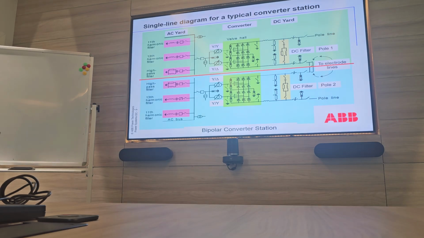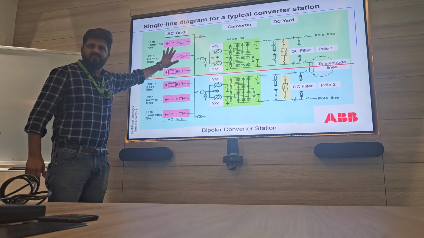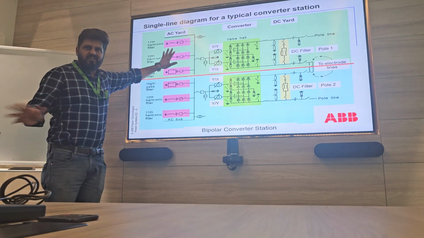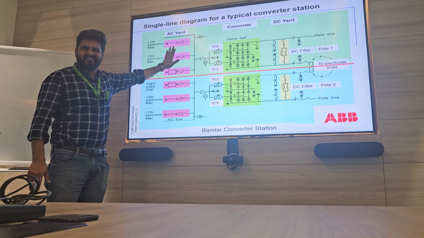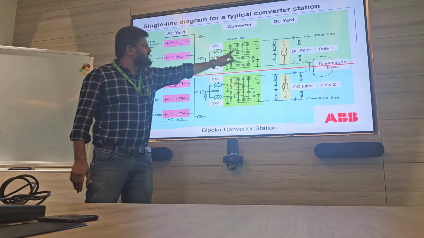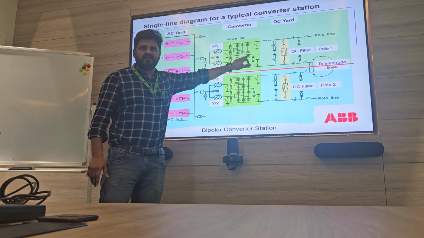Because in our project here, only Saudi Egypt is this technology. We call it LCC, or CSC, based. But this NG project that we are having is VSC based. What is the difference between VSC and LCC in terms of diagram? We don't have filters here in VSC. We don't have filters. That is the beauty of VSC technology. And instead of thyristors, we have IGBTs here.